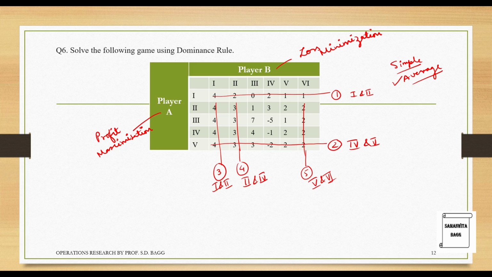Also we can go for player B, where we'll calculate the averages. If the average of two columns gives you a value which is lesser than the column present, then you can cancel out that one, because what we are doing is ultimately we are trying to go for profit maximization of A and loss minimization of B. So let's go to the calculation of average for player A.